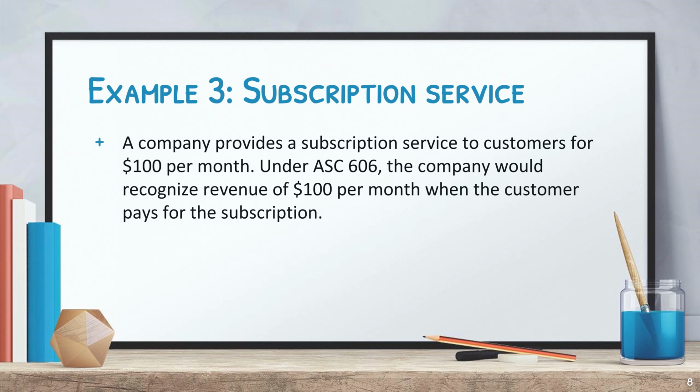Example 3. Subscription service. A company provides a subscription service to customers for $100 per month. Under ASC 606, the company would recognize revenue of $100 per month when the customer pays for the subscription.